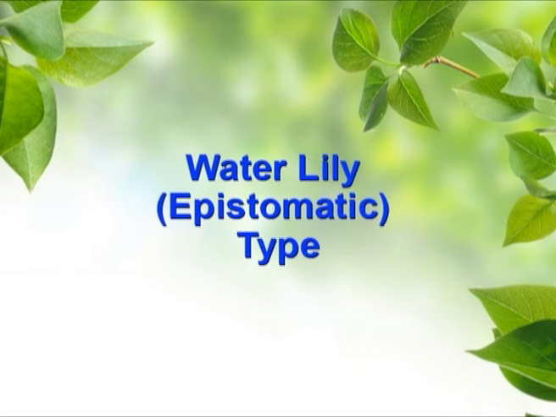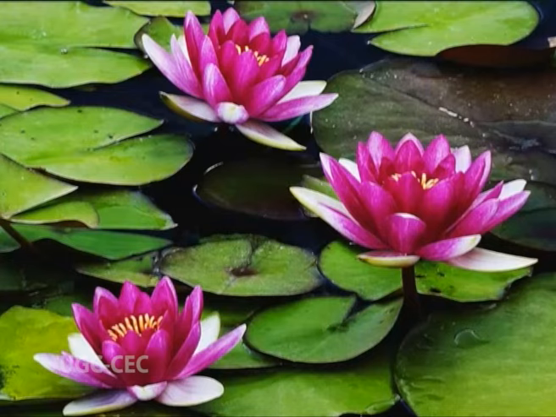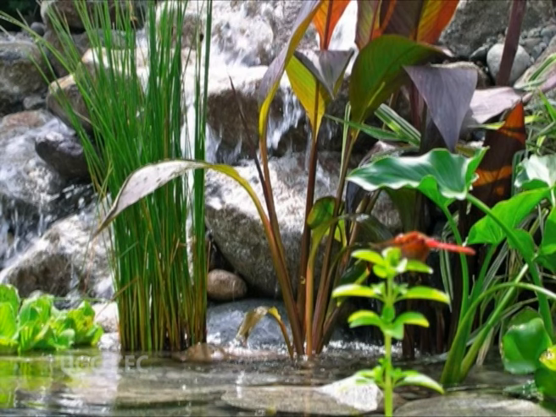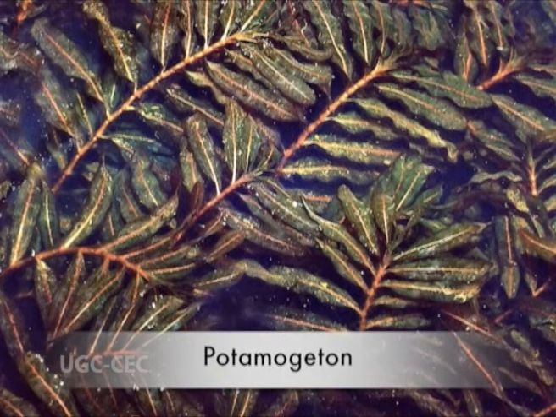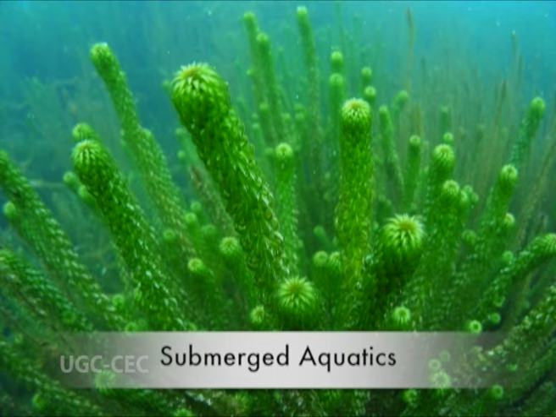The fourth type is water lily type or epistomatic type. Here, the stomata are found distributed only on the upper surface of the leaf, and the examples are water lily, nymphea, and many aquatic plants. The fifth type is Potamogeton type or astomatic type. Stomata are altogether absent, or if present, they are vestigial. For example, in Potamogeton and submerged aquatics.